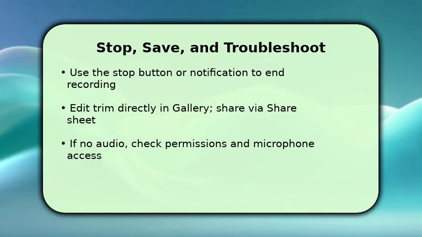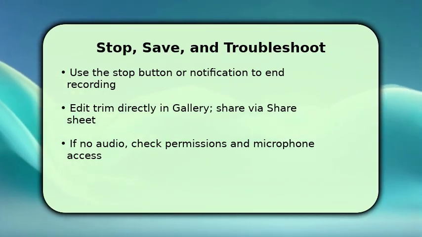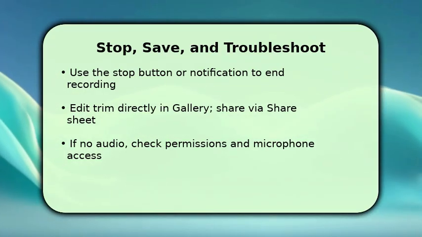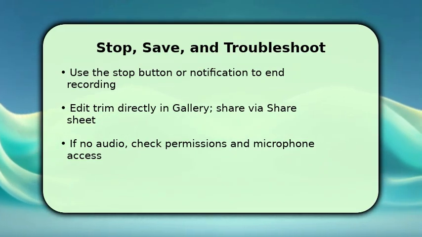If the recording failed or audio is missing, make sure permissions remain granted, reboot the phone, and test the mic and voice recorder to isolate hardware versus settings. If the recorder won't appear, reset Quick Settings and update your system. These steps usually resolve common issues quickly.